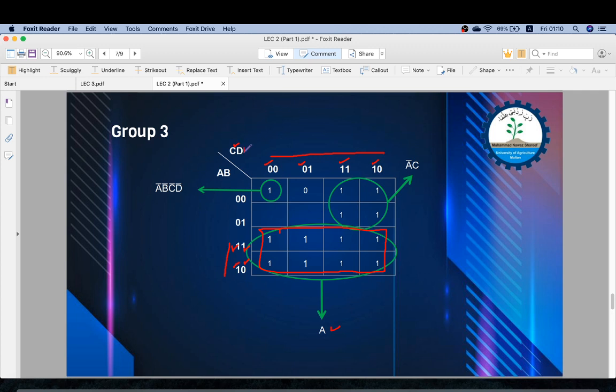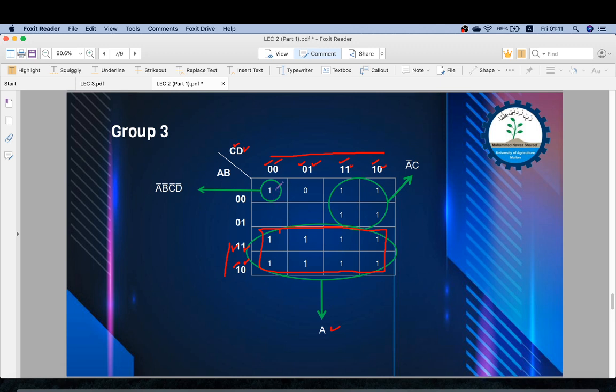What is the final one? The final one is D. So D is also 0, 1, 1 and 0. So D is also not common. So the only common variable is A. So we are taking A.